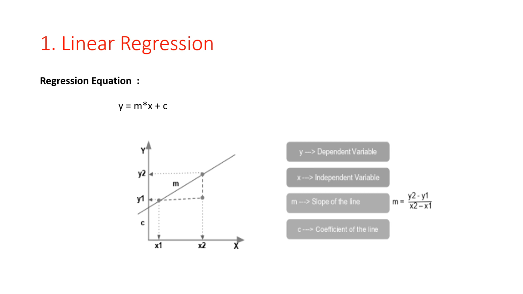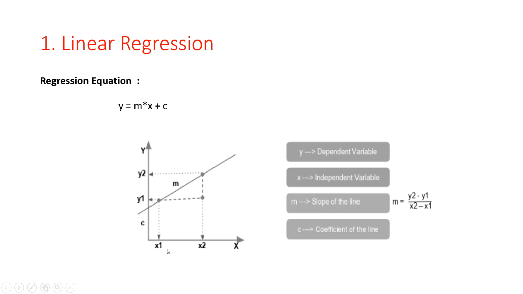Y equals m times x plus c. In the previous lecture we discussed y equals a0x plus a1, where a0 and a1 are the constant or coefficient values for that graph. But here I am using y equals mx plus c. Here y is the dependent variable on the y-axis, x is the independent variable on the x-axis, m is the slope of the line, and c is the coefficient of the line.